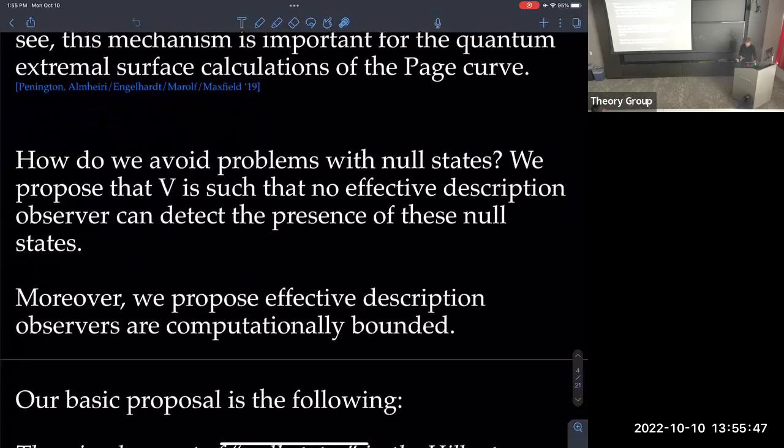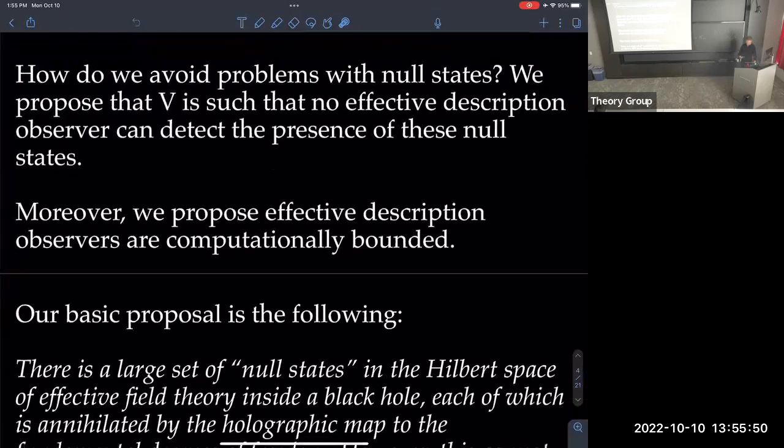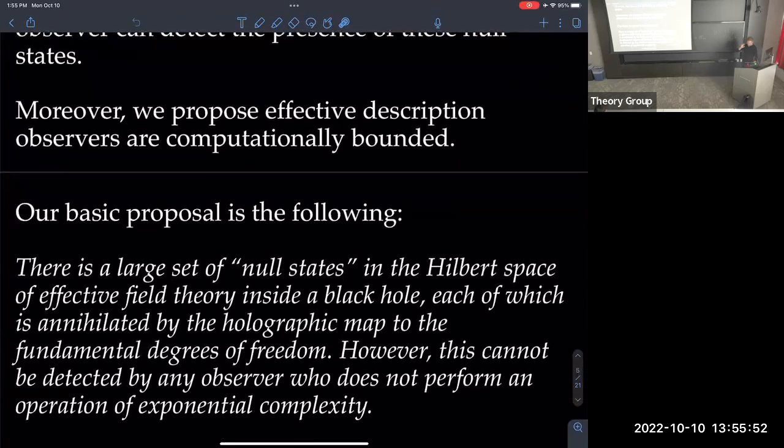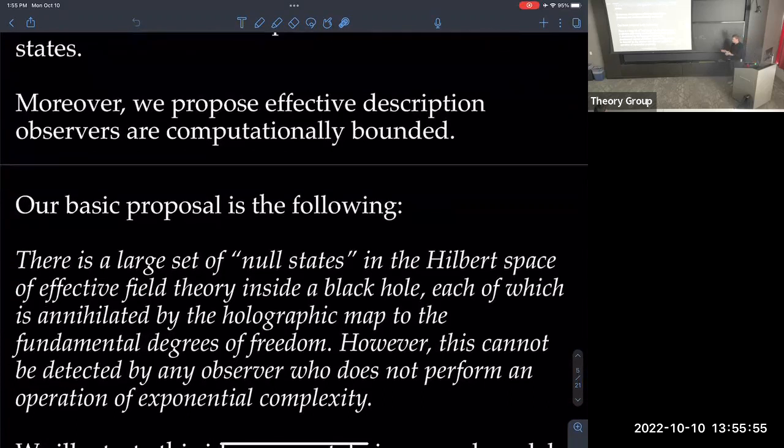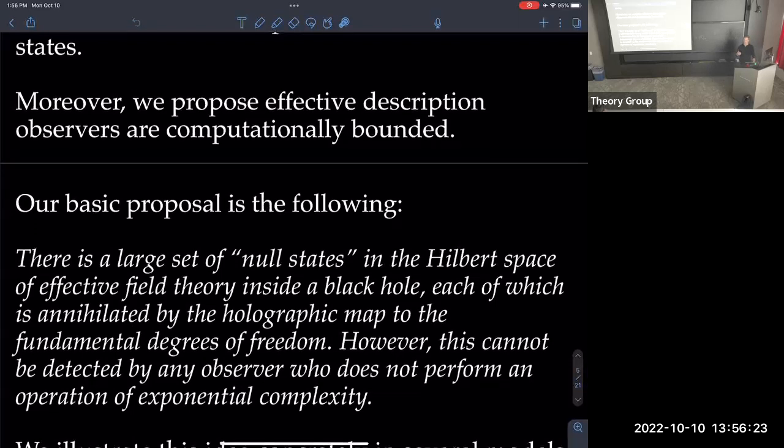So let me summarize the basic proposal, everything I've said. If you have one thing from this talk, let it be this italicized paragraph. So the statement is, there's a large set of null states in the Hilbert space of effective field theory inside a black hole, each of which is annihilated by the holographic map to the fundamental degrees of freedom. However, this cannot be detected by any observer who does not perform an operation of exponential complexity. Now, exponential in what? It'll be the black hole entropy.